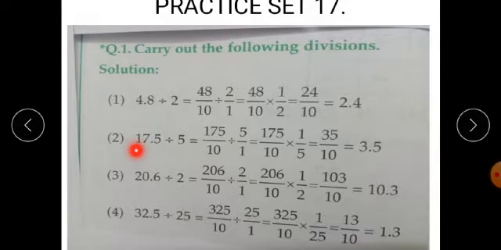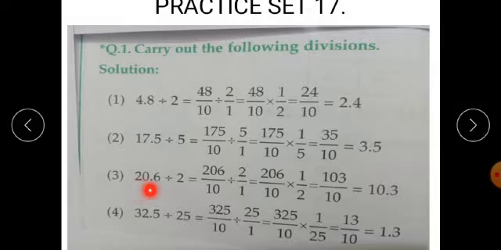Second sum, 17.5 divided by 5. Common form of this fraction is 175 upon 10 divided by 5 upon 1, which is equal to 175 upon 10 multiplied by 1 upon 5. 5 ones are 5, 5 sevens are 35, 2 remains 25, 5 fives are 25, and therefore answer is 35 upon 10, and final answer is 3.5, because if there is 10 in the denominator, then we have to put the decimal point after the first digit from the right.